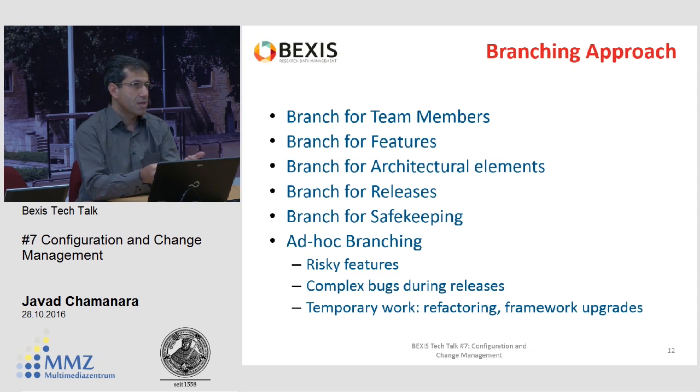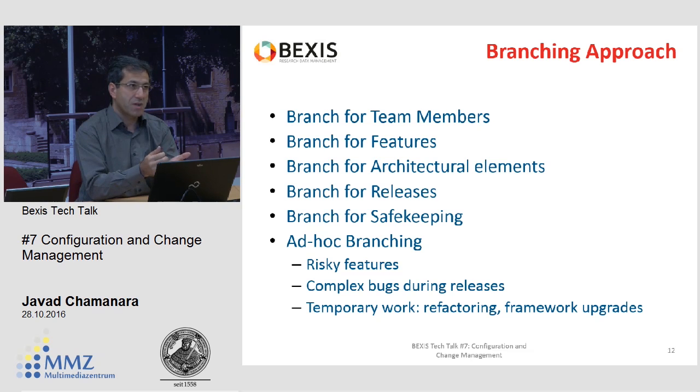This reproduction can be done by safekeeping, by tagging, for example, or by having an exact and untouched release branch for that. So we use safekeeping plus tagging, as we will see later. And sometimes, when there is a risky feature or a complex bug during a release that we are not sure we can fix or not, then we use ad hoc branching.